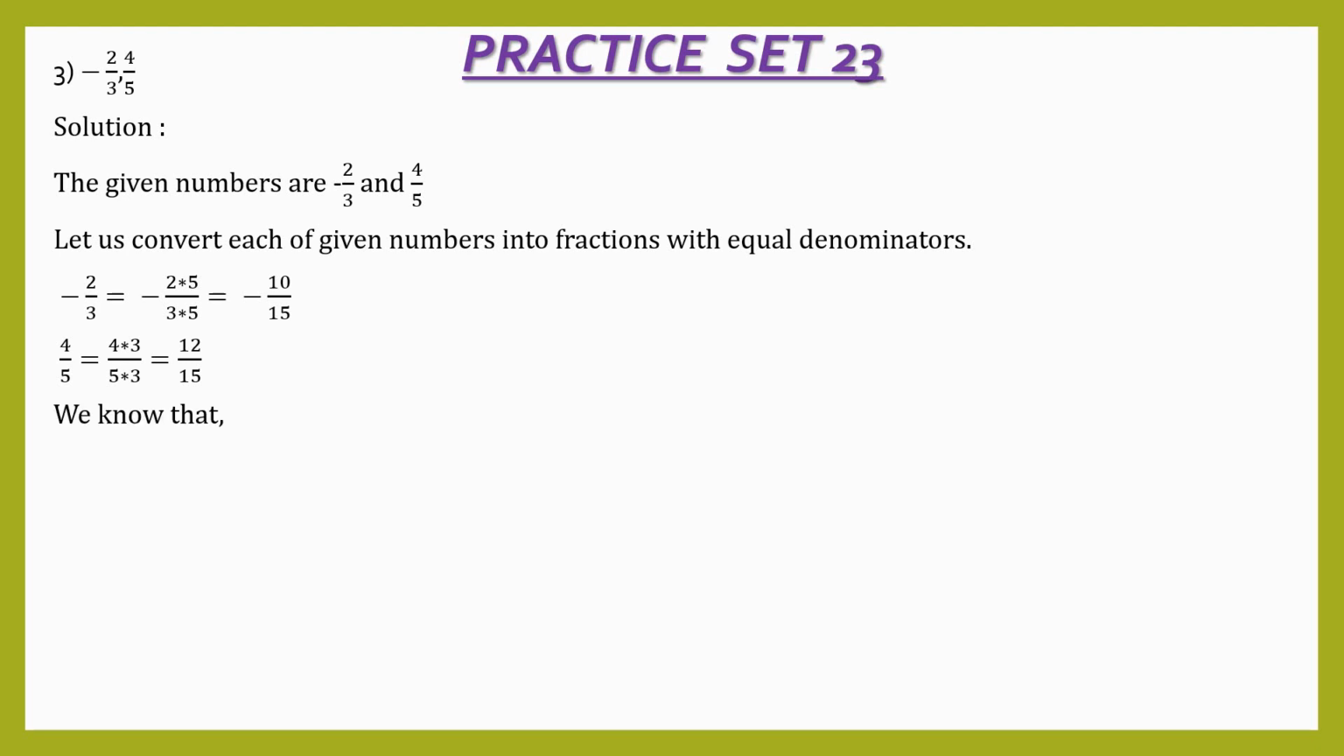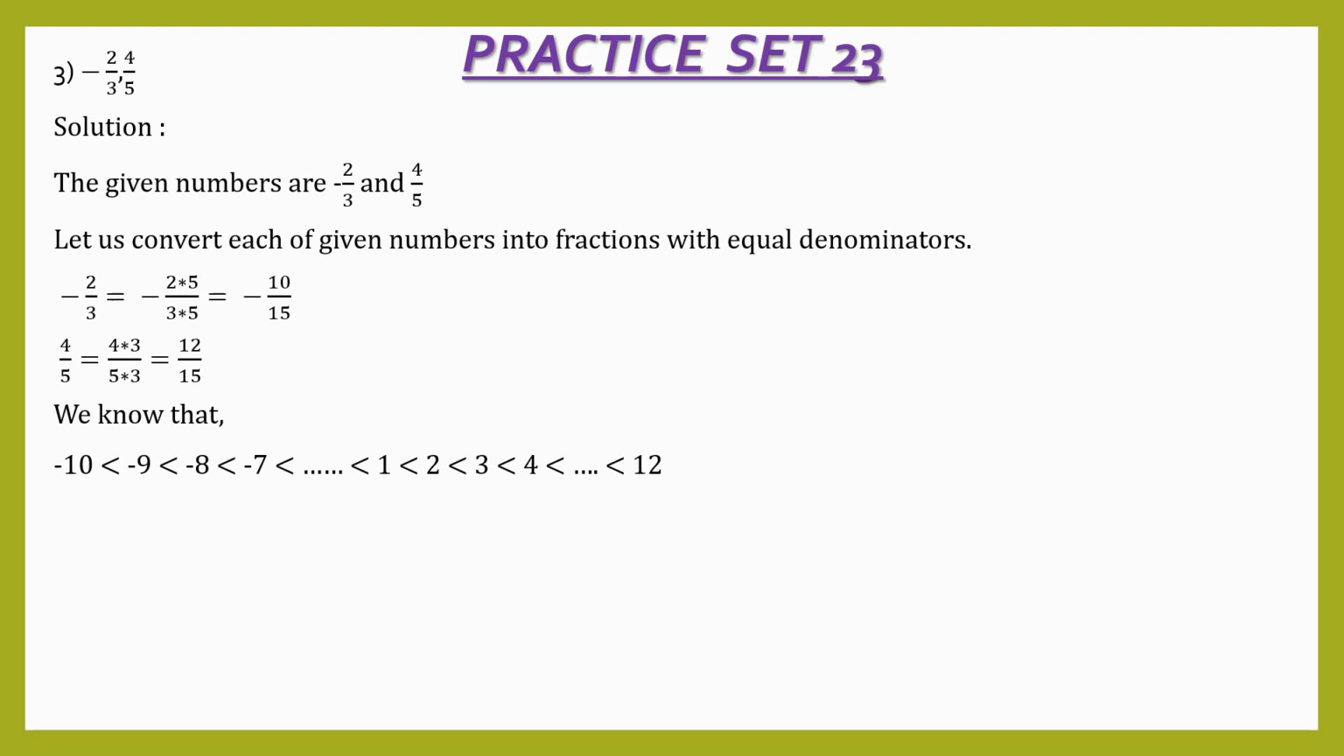Now we know that minus 10 is less than minus 9, is less than minus 8, is less than minus 7, is less than minus 6, is less than minus 5, is less than minus 4, and goes on, which is less than 1, 2, 3, 4, which again goes on, which is less than 5, 6, 7, 8, 9, 10, 11, and 12. So between minus 10 and 12, this many numbers lie.